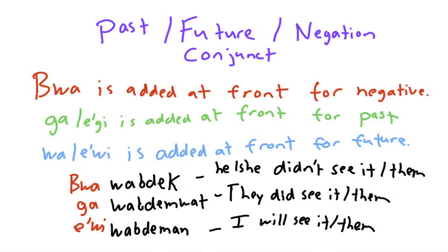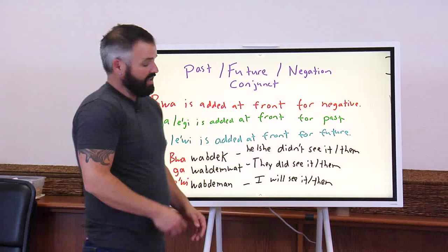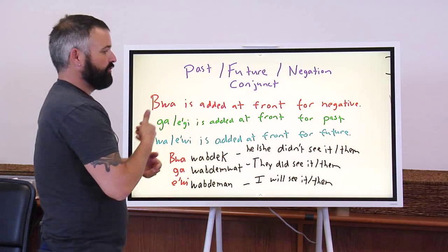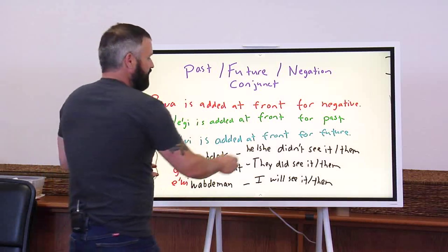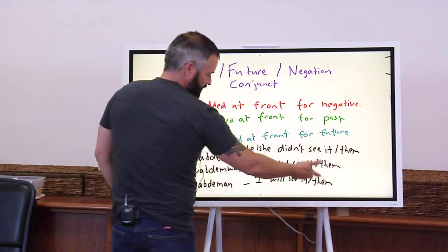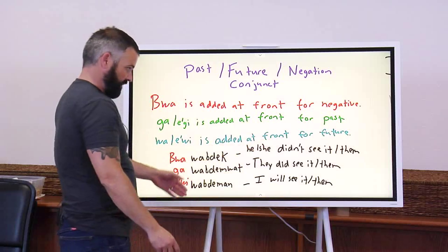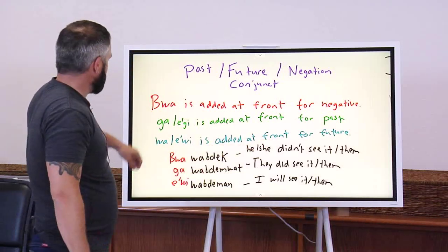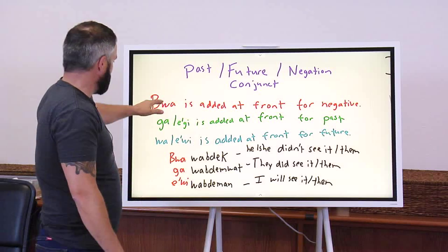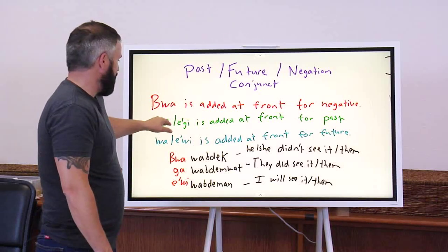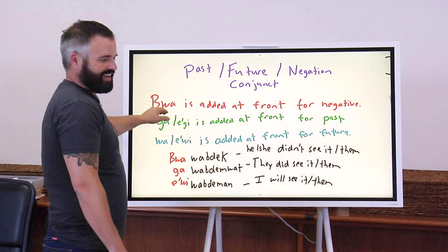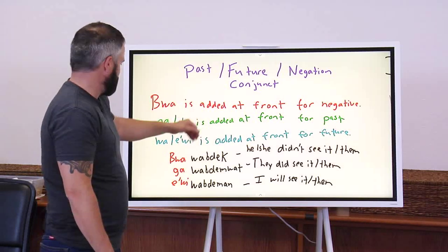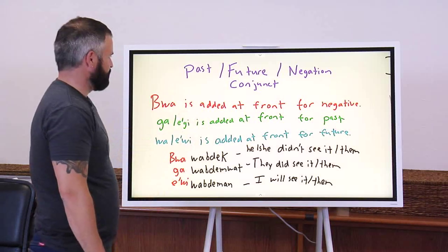So down here I used ewi for the future. I could have used wa. Ewi wabdaman. I will see it or them. And something to always remember with the future can also be a desire, something you want to see. So it could also kind of indicate I want to see it or them, or I will see it or them. Again, pretty simple in the conjunct. It all goes right on the front of the verb: the bawa for the negative, the ga or egi for the past, the wa or ewi for the future. Pretty simple.